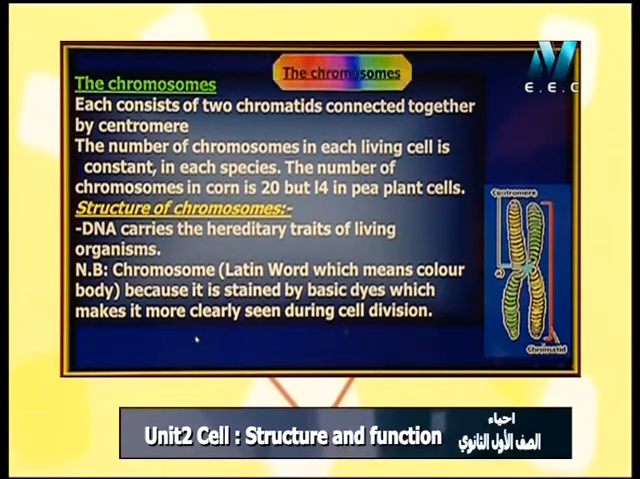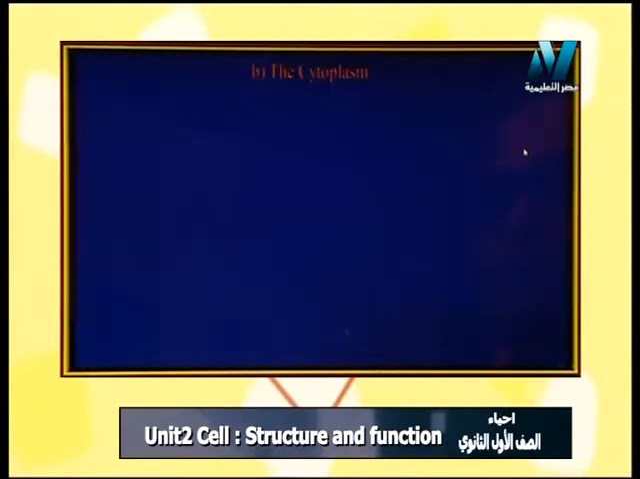Chromosome is a Latin word meaning the colored body. chromo يعني ملون وسوم يعني جسم. Because it is stained by the basic dye which makes it more clearly seen during the cell division. عشان نعرف نشوفه بنعمل له بيبقى stained by pigment.